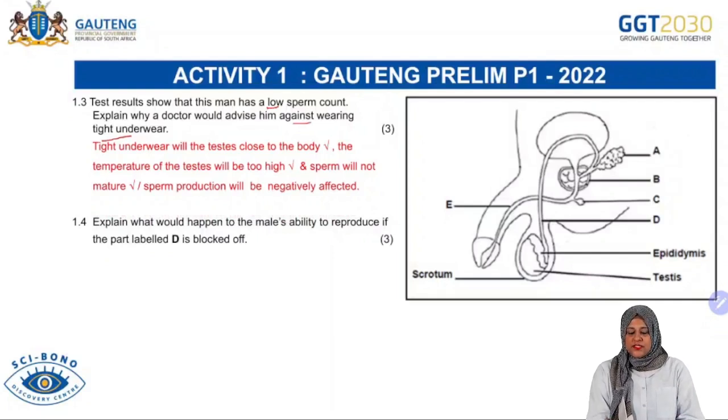Okay, so if you say sperm cells will be affected, or anything in life sciences will be affected, you got to say how. Negatively affected. So then the sperm will not be produced properly, and that's the answer that we want.